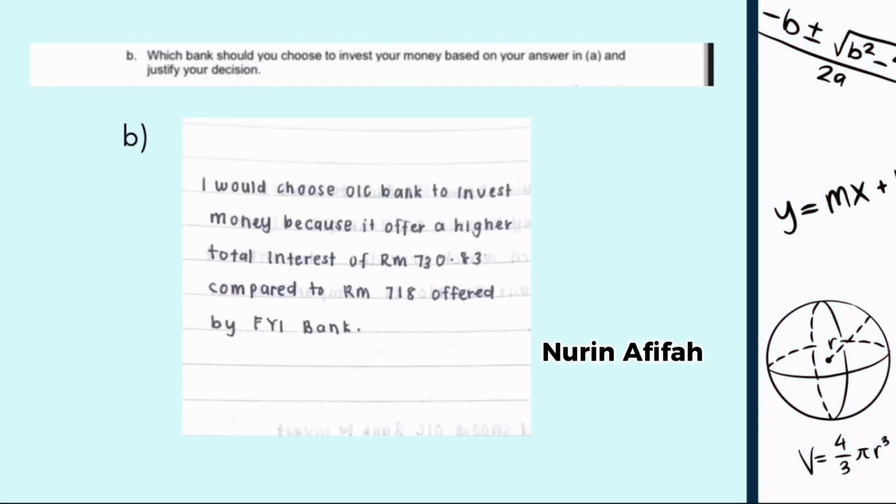For question B, which bank should I choose to invest my money based on the answer in A, and justify your decision? So I would choose OIC Bank to invest money because it offers a higher total interest of RM 73,083 compared to RM 71,8 offered by FYI Bank.